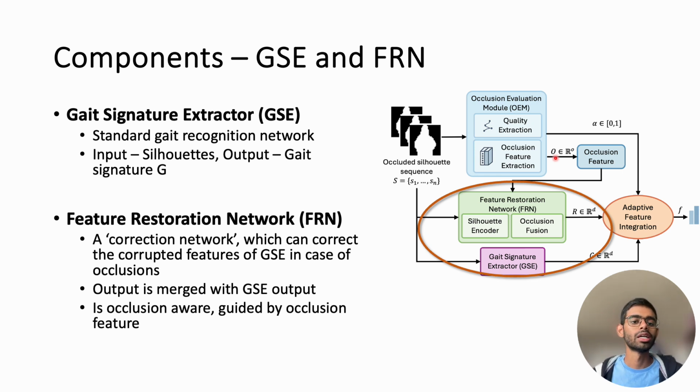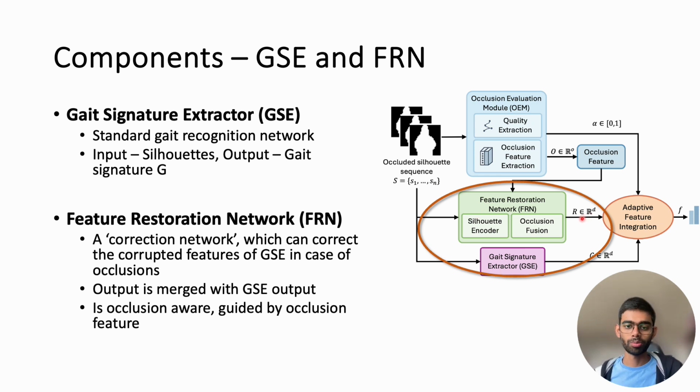And then I already described the gait signature extractor and the feature restoration network. But to recap, the gait signature extractor is a standard gait recognition network, which can take any sequence, occluded or otherwise, and output a gait signature G, which in the case of occlusions is probably corrupted. And then the feature restoration network also takes the same potentially occluded sequence as input, and it outputs a corrective feature R.